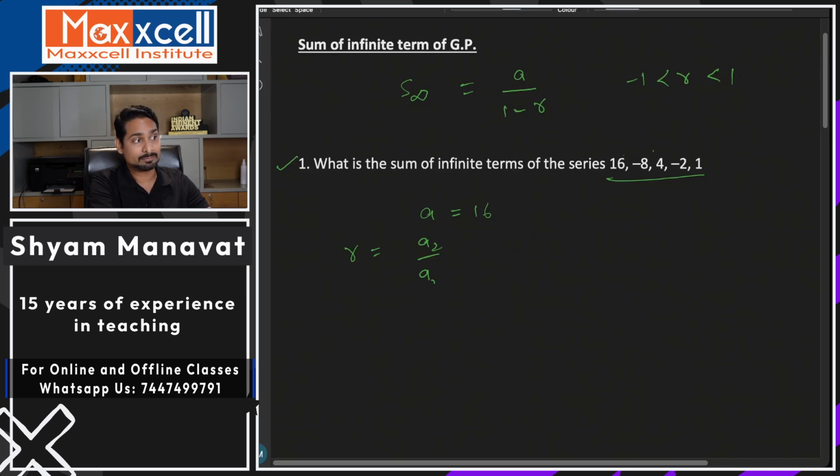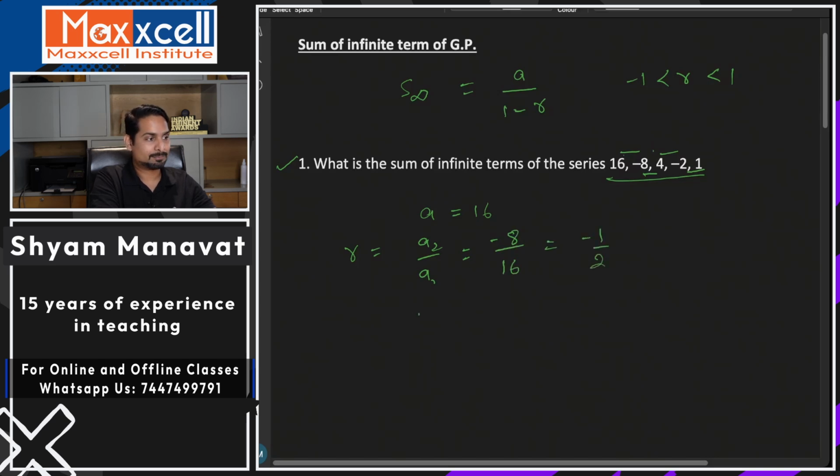Although we know we are working on sum of infinite terms of a geometric progression, so this is supposed to be a geometric progression, right? If you don't believe so, you can try finding the common ratio between two consecutive terms and see whether they are the same. If yes, then that's a geometric progression. In this case, the second term is -8 and the first term is 16. What is the ratio? -half.